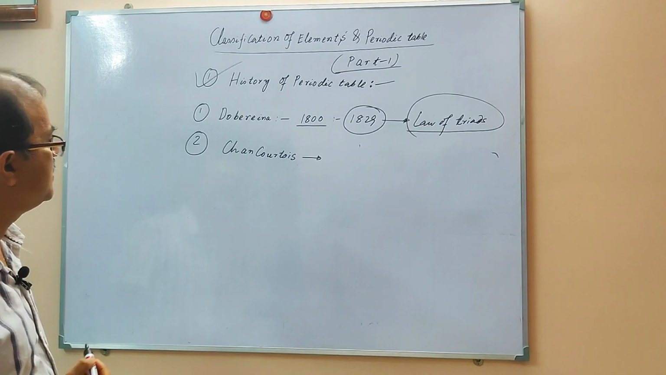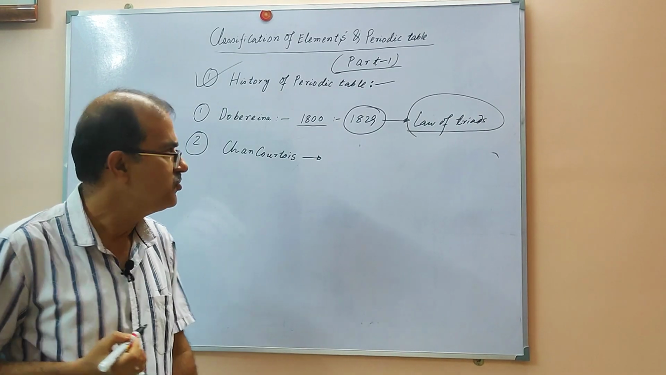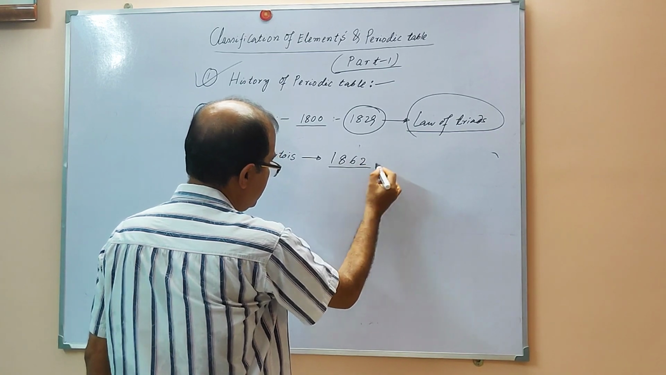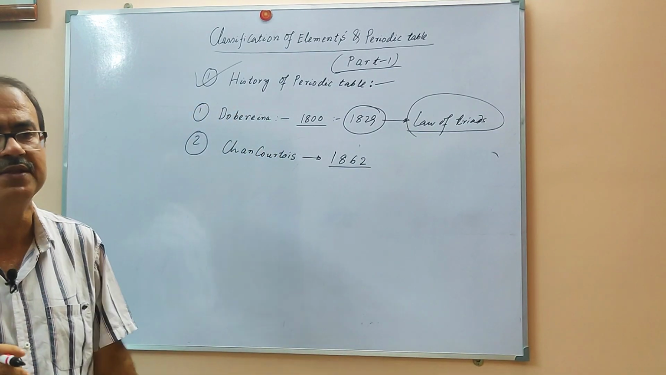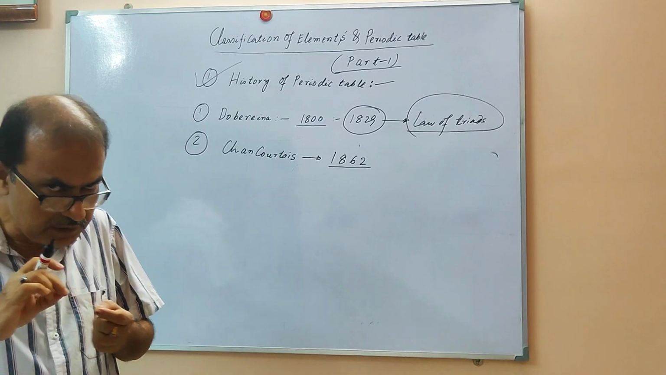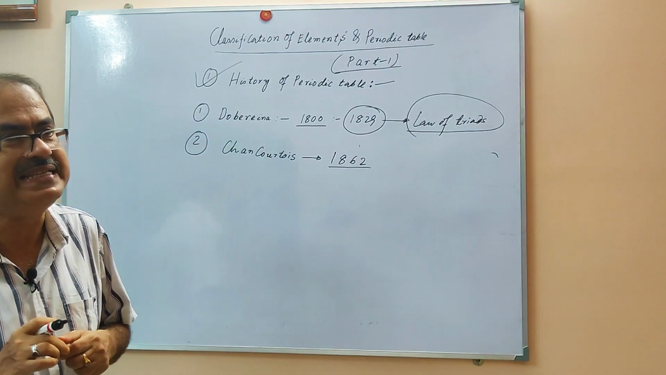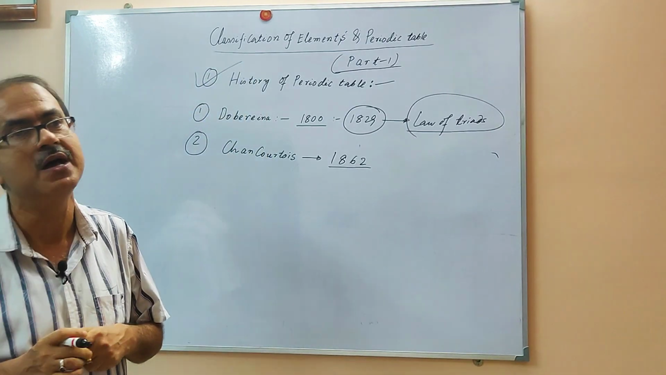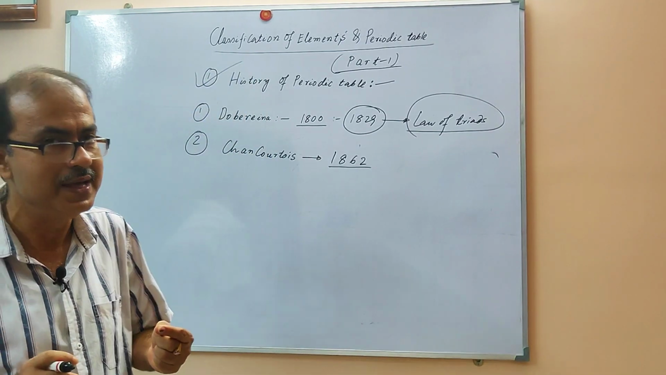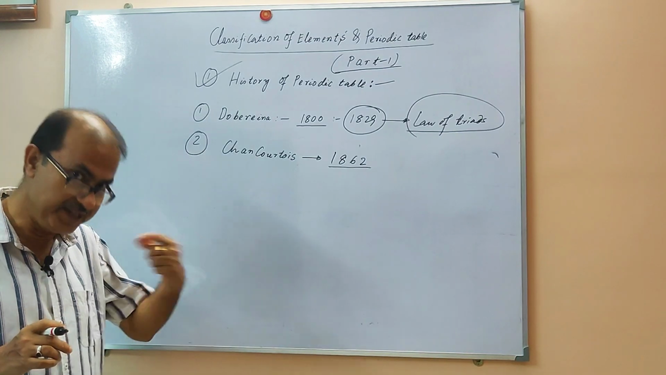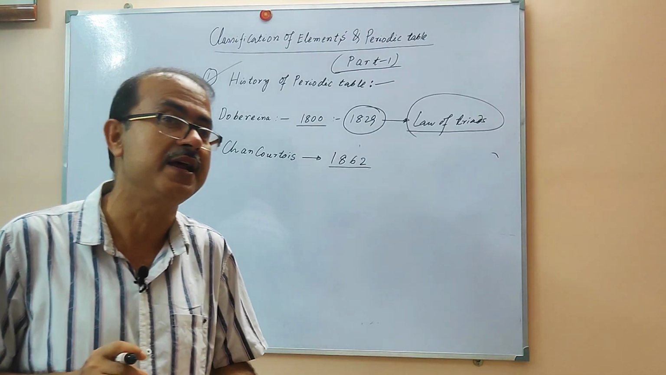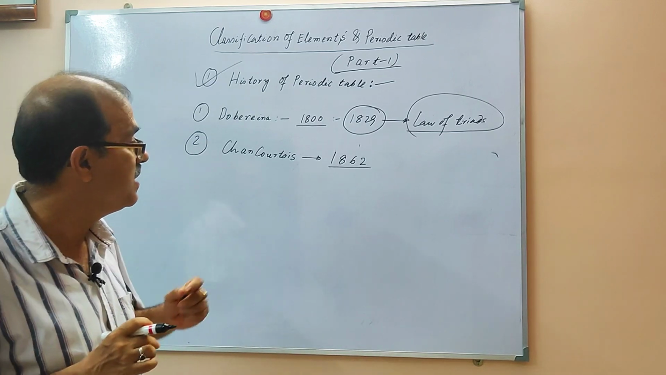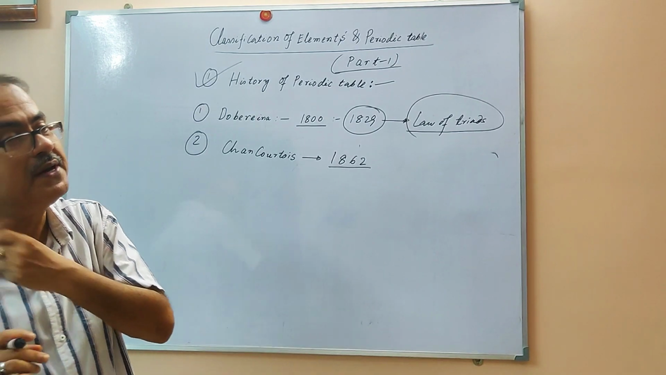The next is the French geologist Jean Chancourtois. In the year 1862, he attempted to classify the elements by arranging them in order of increasing atomic mass, and he found a recurrence of the properties of the elements. Meaning the properties of the elements were recurrent, periodicity is there. That is, after some time there is a similarity of elements he observed.